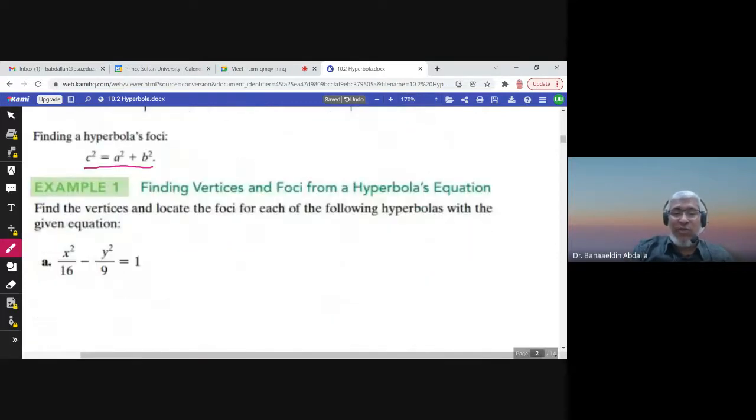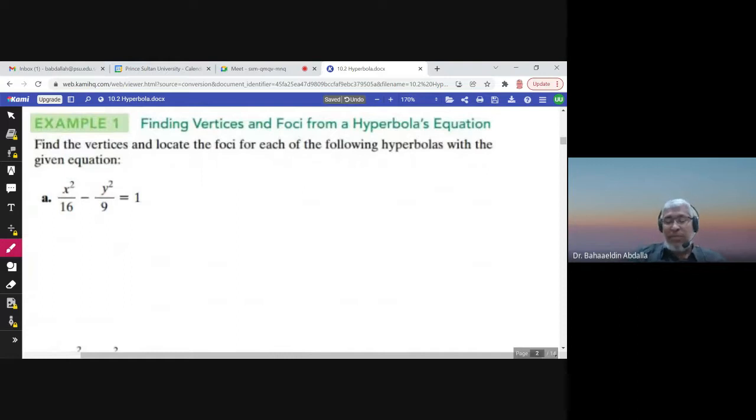This will help you to differentiate between ellipses and hyperbolas. Find the vertices and locate the foci for each of the following hyperbolas with the given equation. How do you find out that it's a hyperbola? There is a minus sign. And a here is what? a square is 16, the positive one, so a is 4, and b is 3.